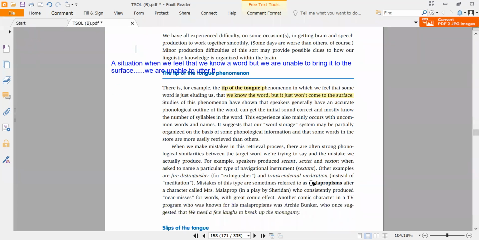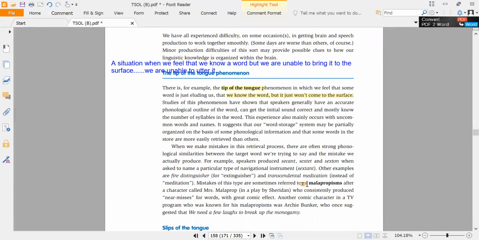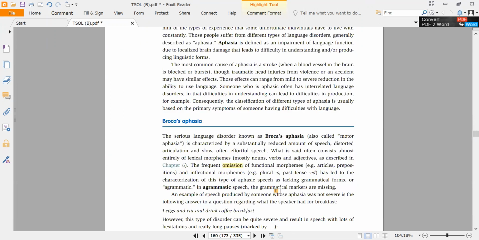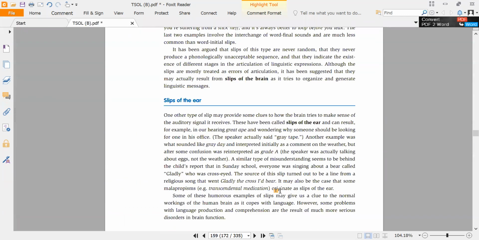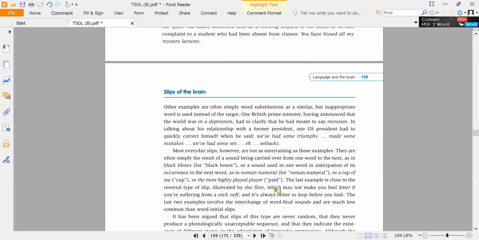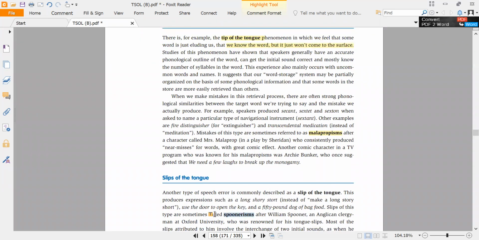We've got a related term, one is spoonerism. Spoonerism comes later on, in the next topic, slips of the tongue, right? This is malapropism, right?